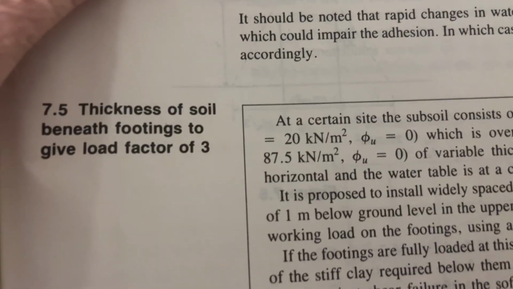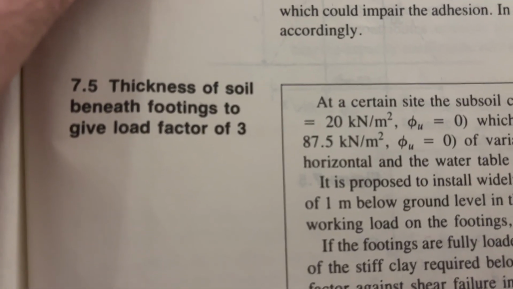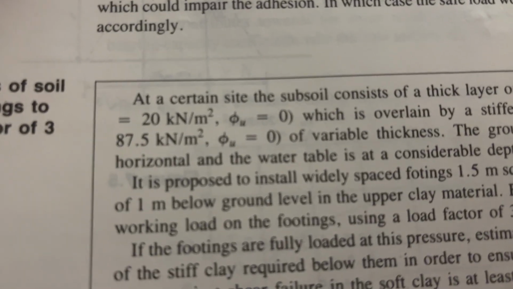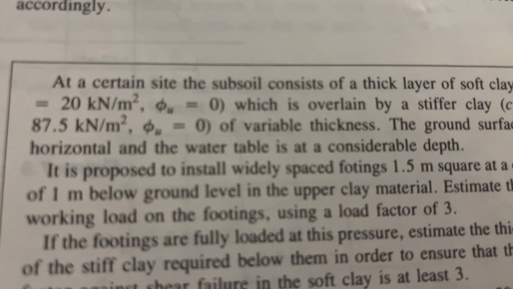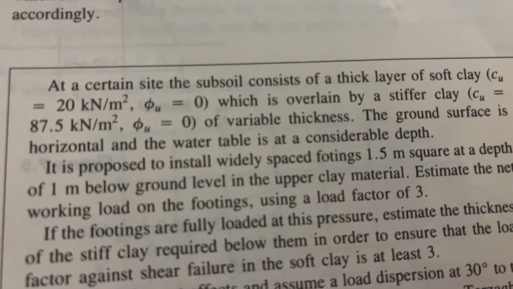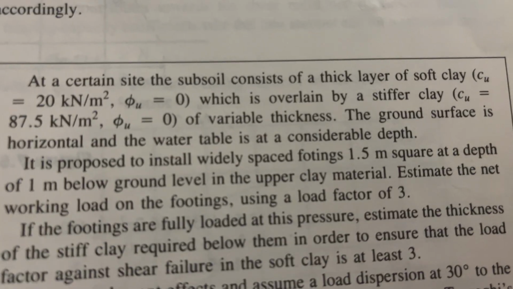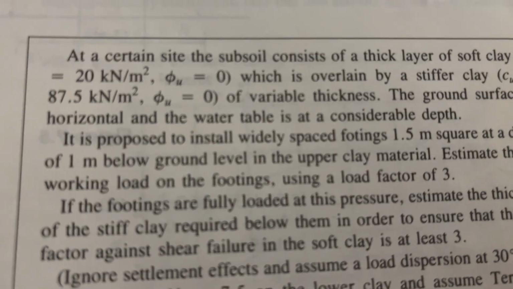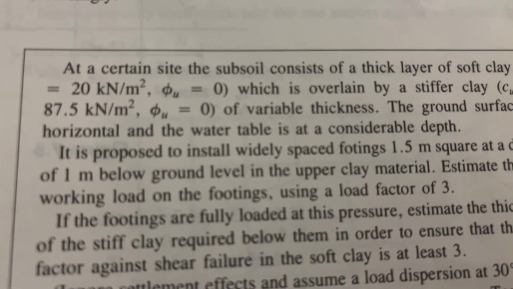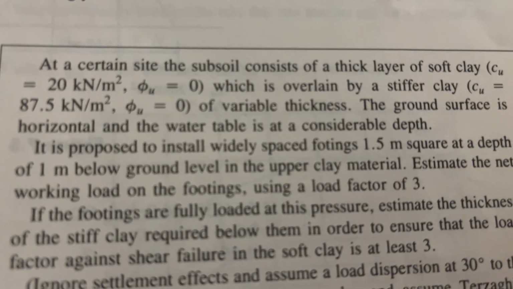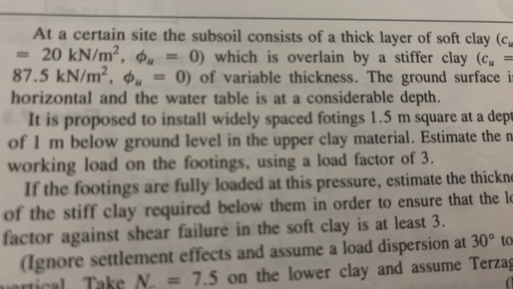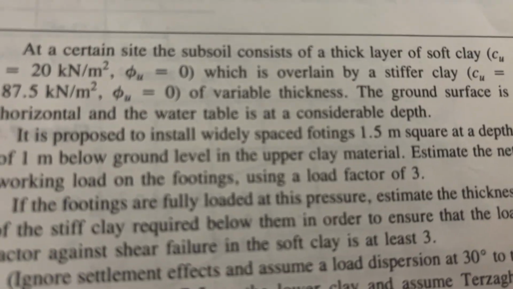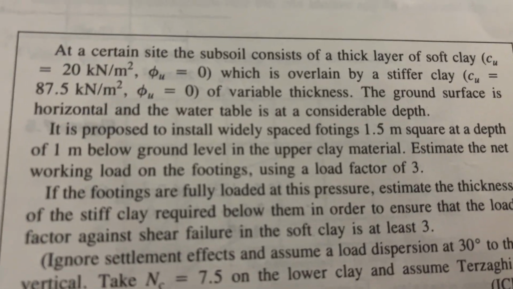So this is problem 7.5, thickness of soil beneath footings to give load factor of 3. At a certain site, the subsoil consists of a thick layer of soft clay, Cu equals 20 kilonewton per meter squared, phi U equals 0, which is overlain by a stiffer clay, Cu equals 87.5 kilonewton per meter squared, phi U equals 0, of variable thickness. The ground surface is horizontal and the water table is at considerable depth.